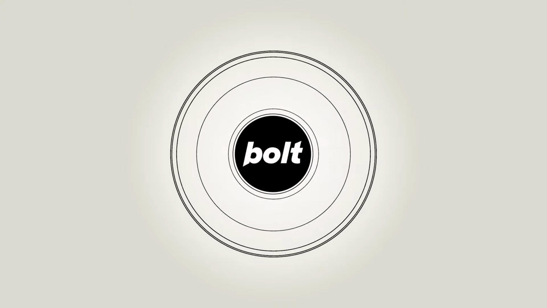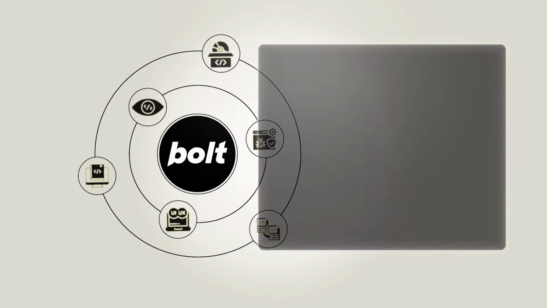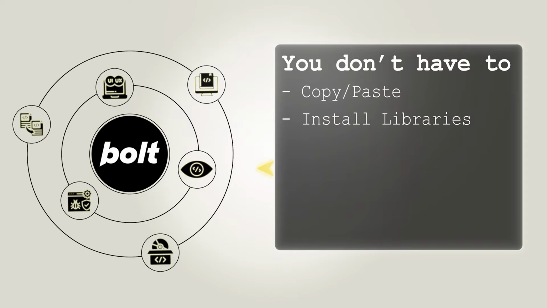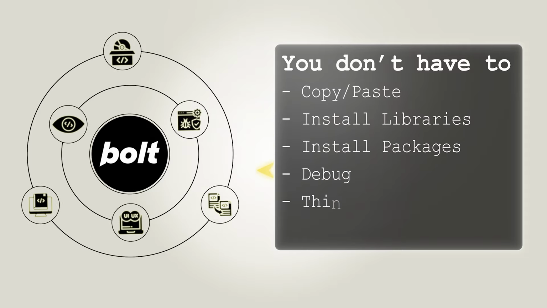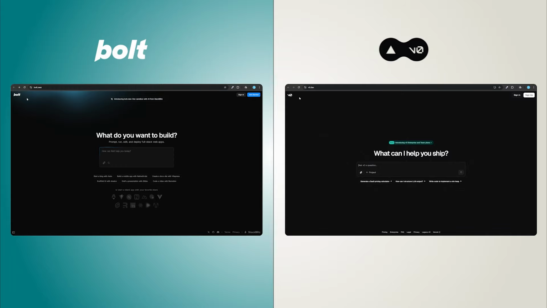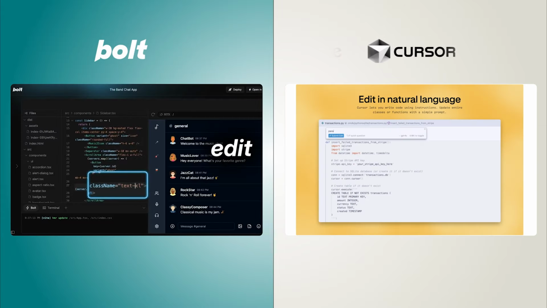Now think about this. What if everything came together? Bolt.new is exactly that. It's everything in one place. You don't have to copy-paste anything. You don't even have to install libraries, install packages, debug, think of styling. It does everything on its own, which is browser-based like Veo, chatting like Claude, and editable like Cursor. And it's even free to try.